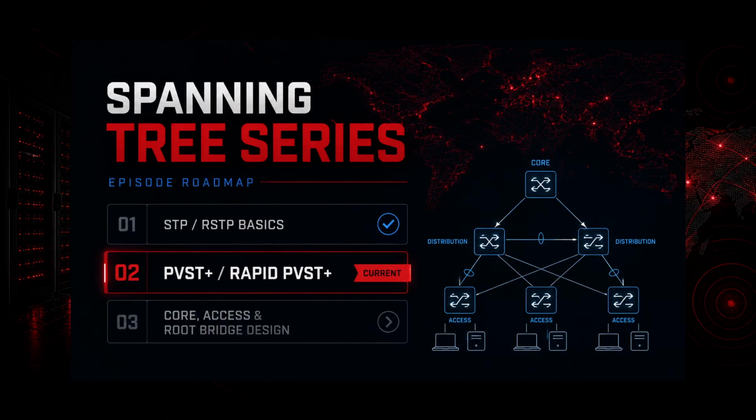What's going on, everybody? Welcome back to the Panic Room. This is episode 2 of the spanning tree series. In episode 1, we focused on basic spanning tree and basic rapid spanning tree behavior on a single switch. We covered what a loop is, why it's dangerous, what BPDUs do, and how spanning tree places ports into forwarding, blocking, or discarding states.